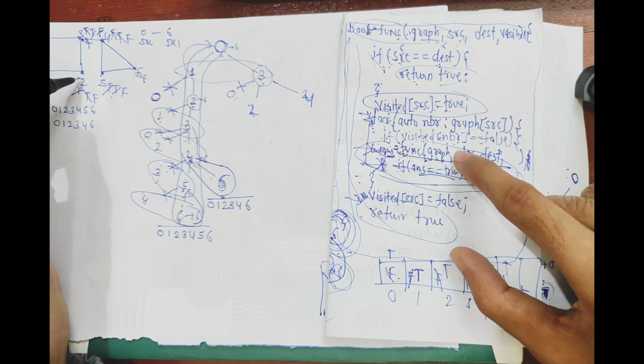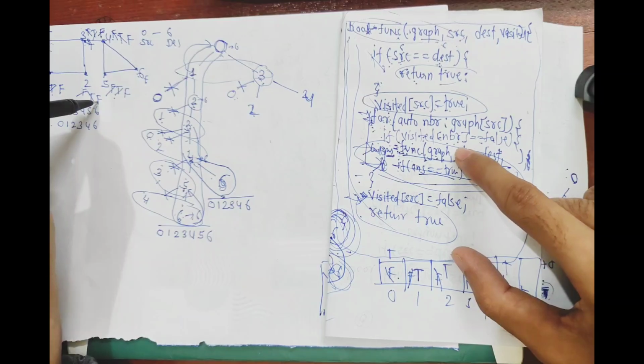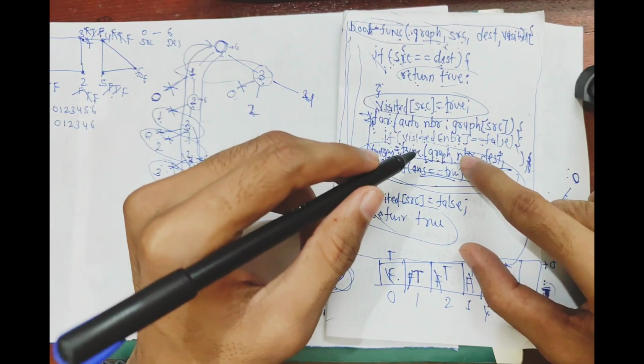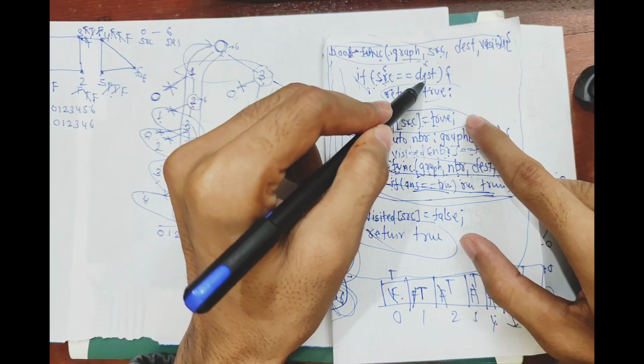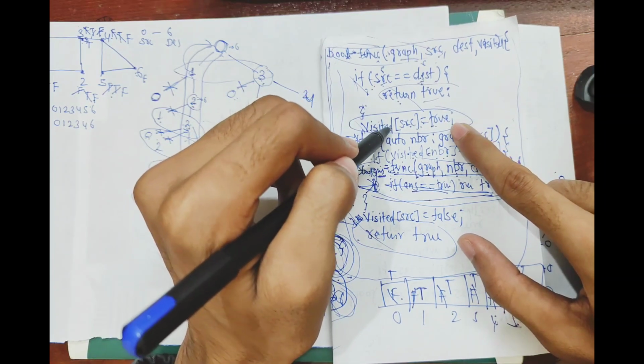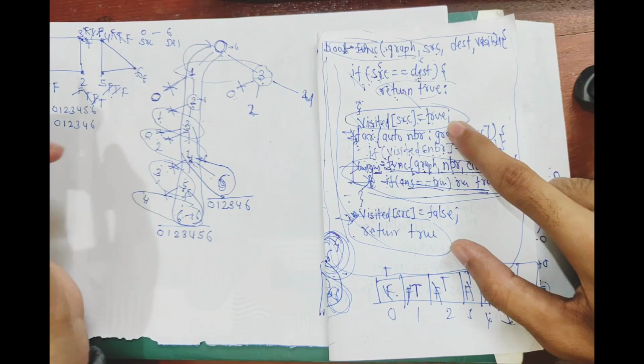Now we will check with its second neighbor, that is 2, and 2 is false, so we will do a recursive call from 2, right? So now we are at this point. We will check 2 is not equal to 6, so this will not run. Now we have to mark 2 as true, so we again mark 2 as true, right?